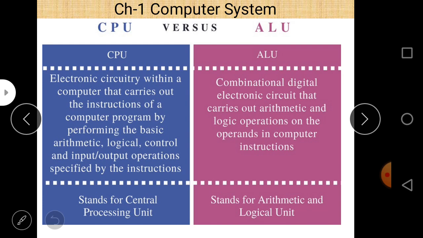Next, there is a comparison between CPU and ALU. I think all of you are very familiar with these terms, CPU and ALU. Basically, ALU is a part of the CPU. CPU consists of three parts, as shown in the previous diagram just now. So CPU has three parts: ALU, CU, and register. ALU is one of them. So as far as the difference is concerned, you can write in a single line that ALU is a part of CPU.